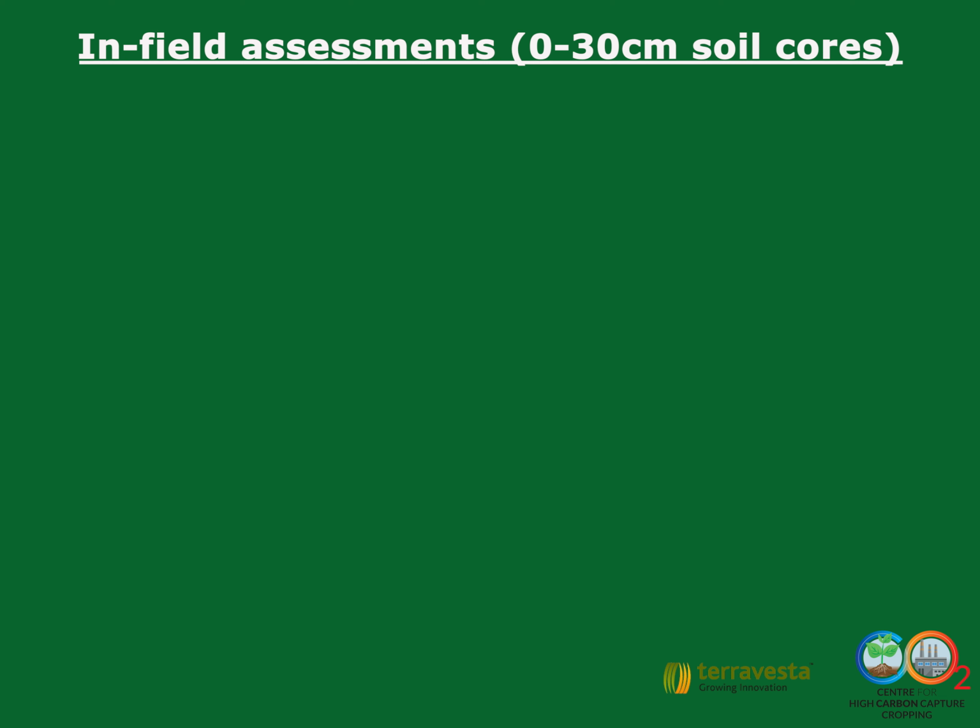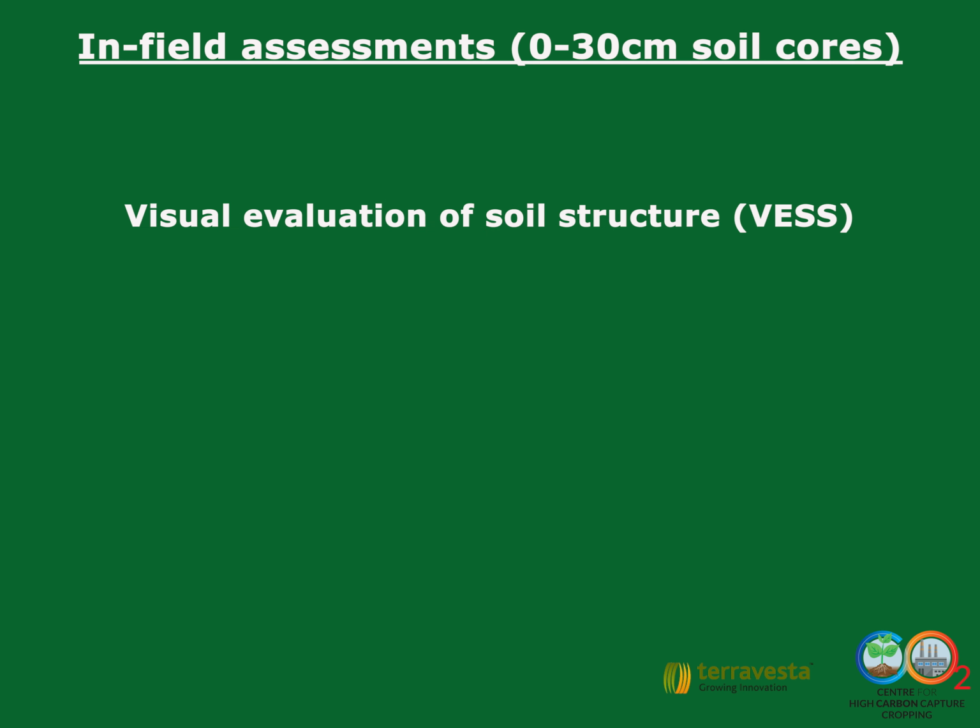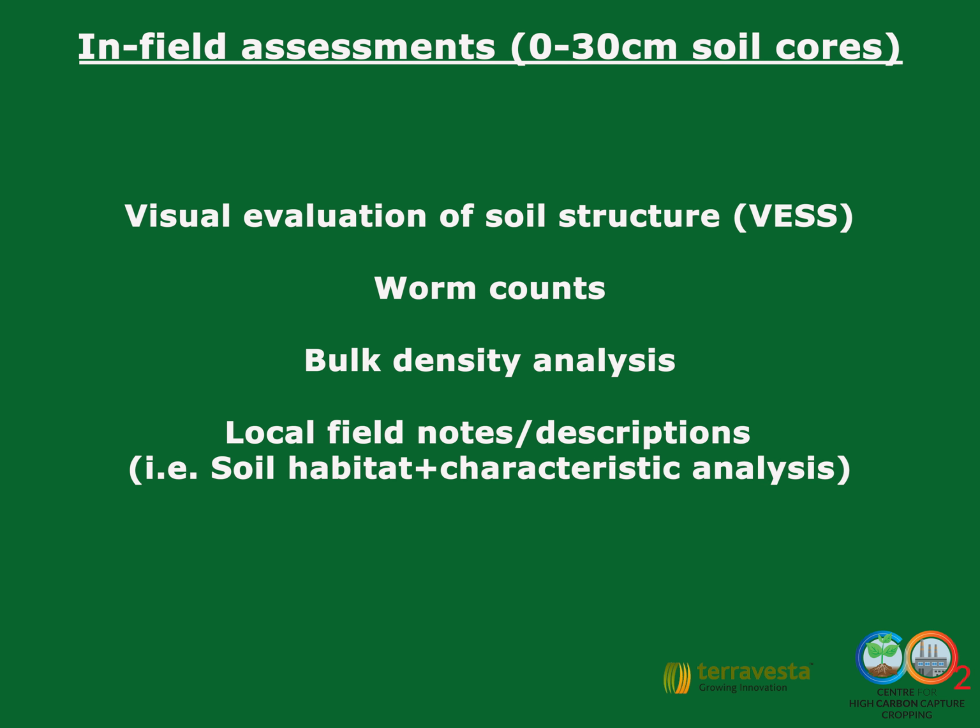Then, finally, to conduct in-field assessments using soil taken from 0 to 30 cm soil cores, these assessments being visual evaluation of soil structure, worm counts, bulk density analysis, and local field notes or descriptions, otherwise known as soil habitat and characteristic analyses, these being things such as slope, aspect, altitude, relief, drainage, surface stoniness, and presence or absence of significant shading.